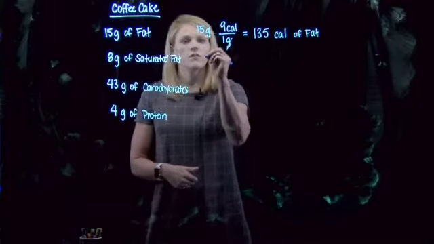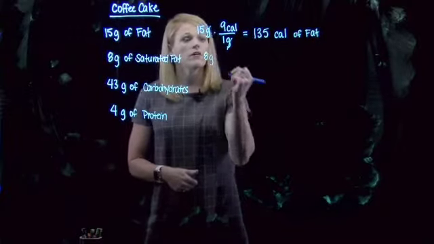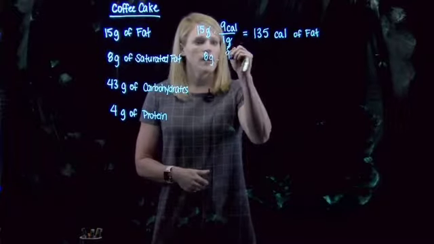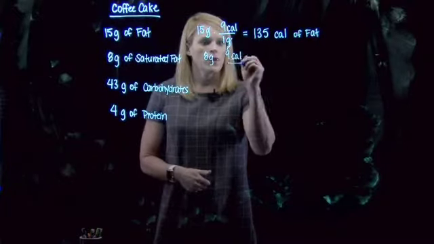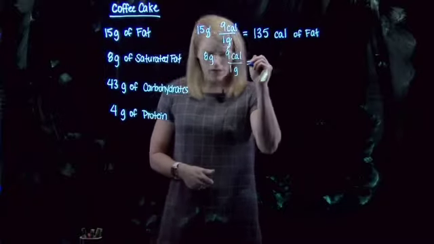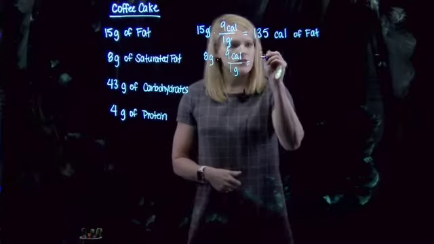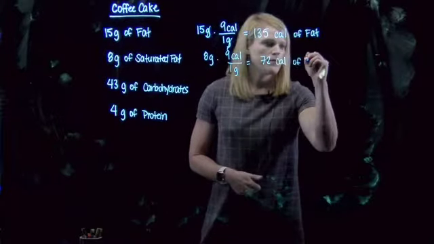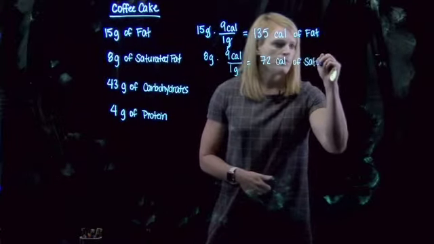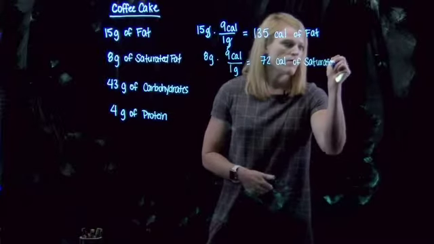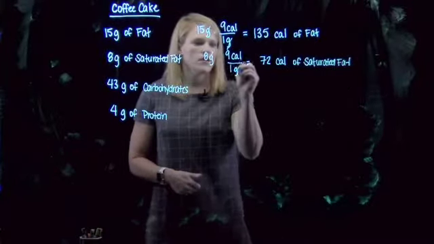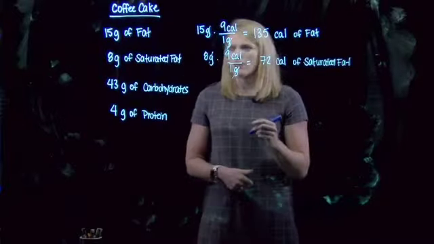So we have 8 grams of saturated fat. Saturated fat is a type of fat, so we know there's 9 calories per 1 gram. And that's going to give us 72 calories of saturated fat. You see that our grams cross out and we're left with calories.